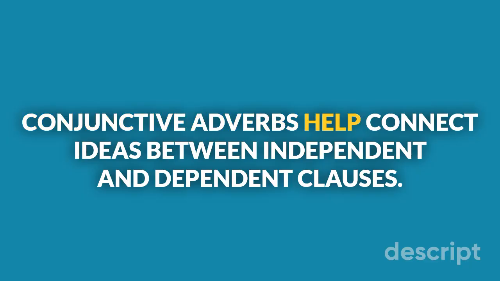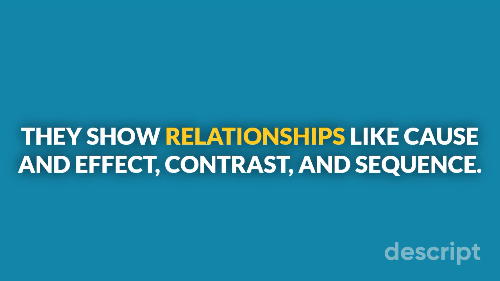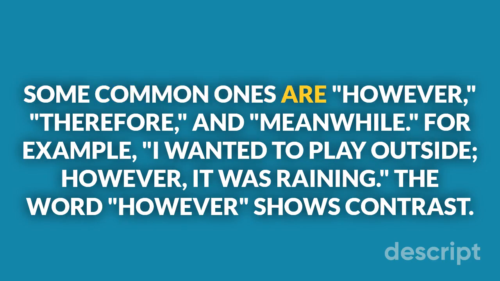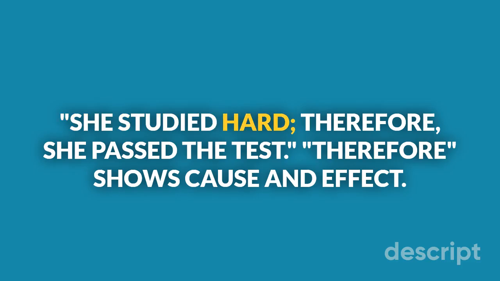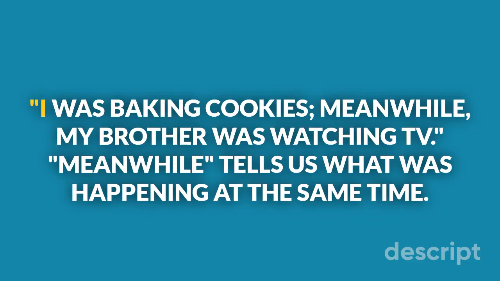Conjunctive adverbs help connect ideas between independent and dependent clauses. They show relationships like cause and effect, contrast, and sequence. Some common ones are however, therefore, and meanwhile. For example, I wanted to play outside, however, it was raining. The word however shows contrast. She studied hard, therefore she passed the test. Therefore shows cause and effect. I was baking cookies, meanwhile my brother was watching TV. Meanwhile tells us what was happening at the same time.